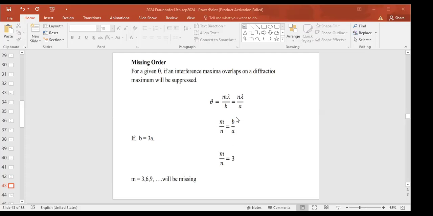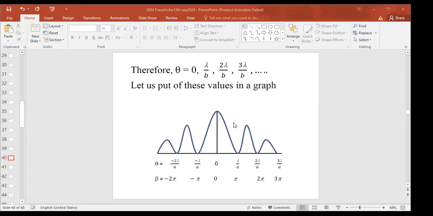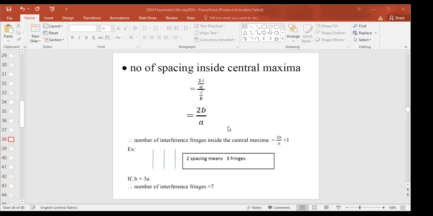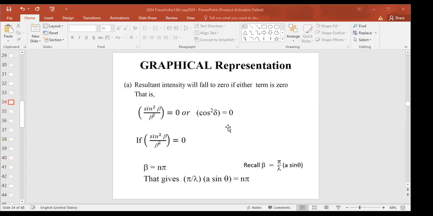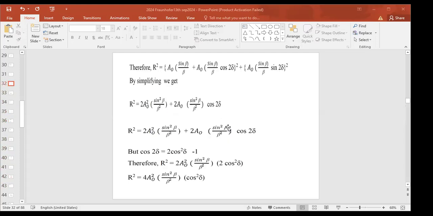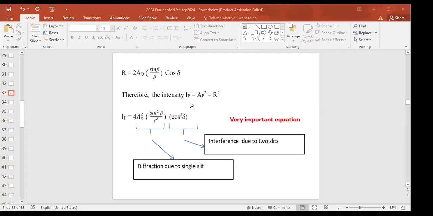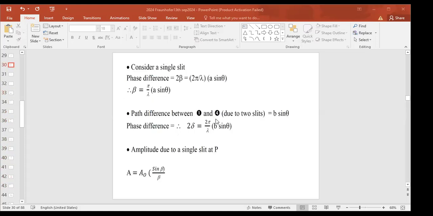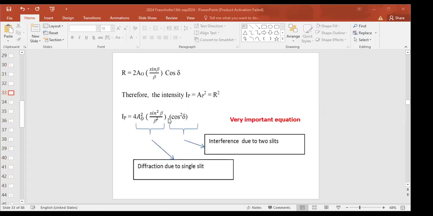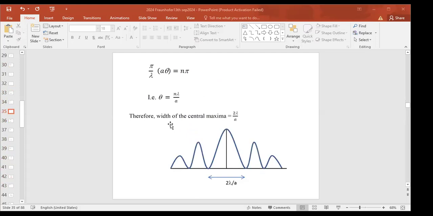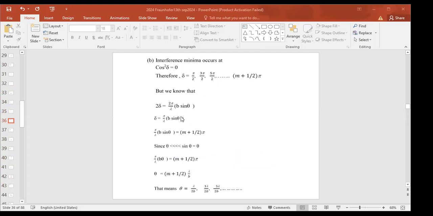You can see in the past papers, we have asked questions that use this equation: missing order and use of the normal equation, the double slit equation, b sine theta. We usually don't ask to derive this equation from the beginning, because it is a lot of mathematics. But you should be able to use these equations.